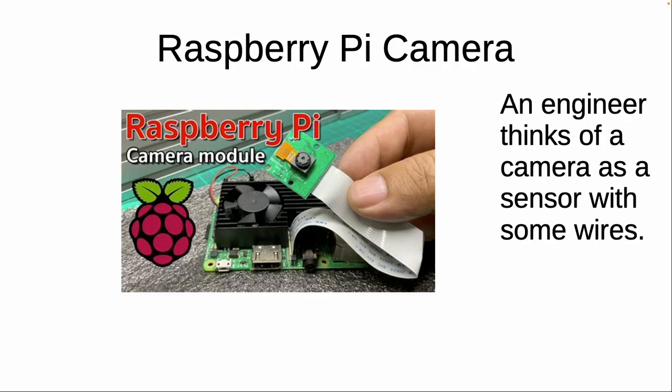But typically what the engineers are concerned with is something more like the Raspberry Pi camera. So for about 50 euros, you can get 12 megapixels at 60 frames per second, and you can plug it into all kinds of things.